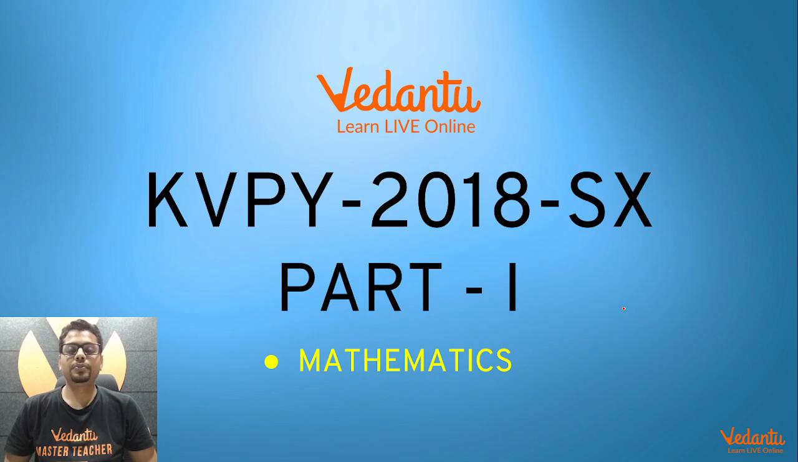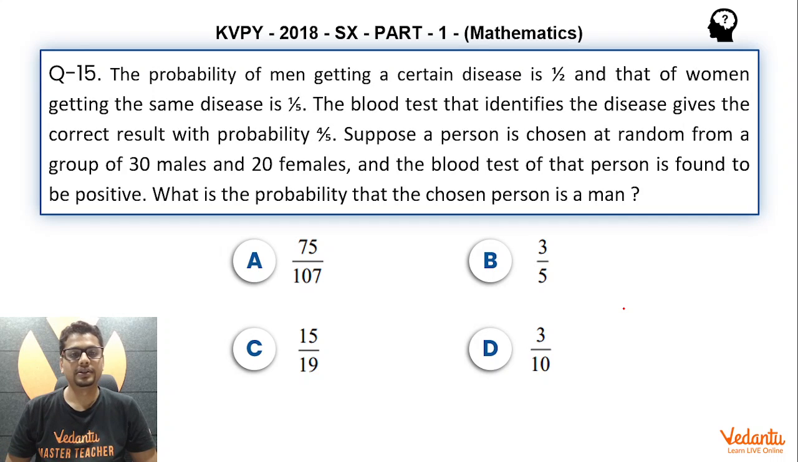We are discussing KVPY 2018 SX Part 1 Mathematics, and the question for this video is this. The probability of men getting a certain disease is half, and that of women getting the same disease is 1 by 5. The blood test that identifies the disease gives the correct result with probability 4 by 5, irrespective of man or woman. Suppose a person is chosen at random from a group of 30 males and 20 females.